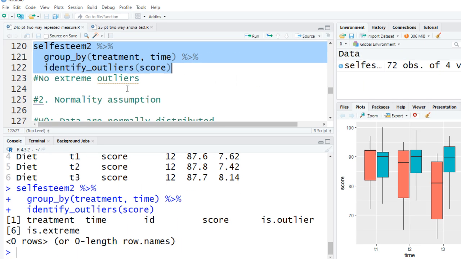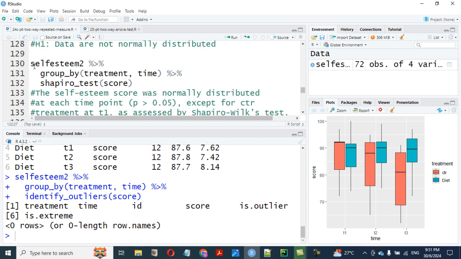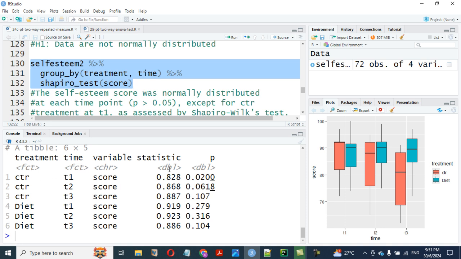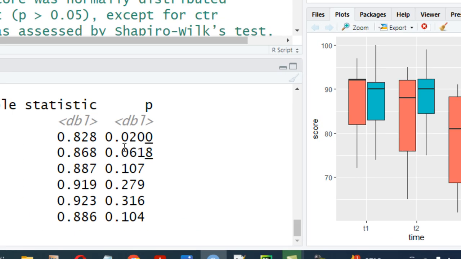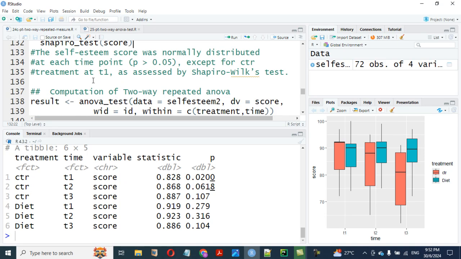So we can move on to the second assumption. We can now check the normality assumption. All right. We run the same test here. We pass in our group by treatment and time. So we run it here, and we are looking at the result. Only this p-value seems to be lower than 0.05. Others are not. So, to write up our analysis: the self-esteem score was normally distributed at each time point, except for control at the T1 time point, as assessed by the Shapiro test. So that does not stop our test, so we continue.